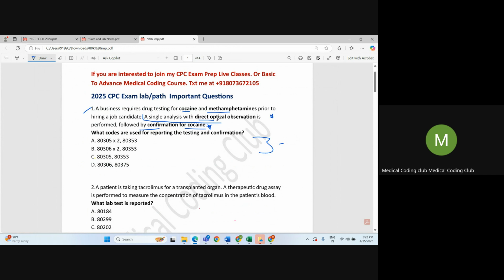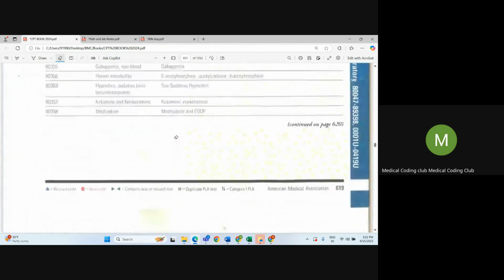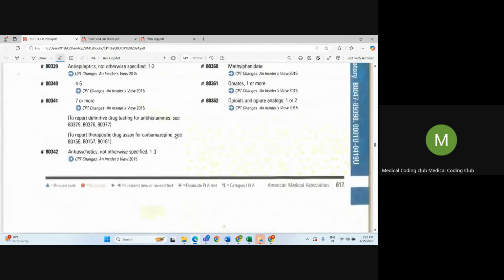The first one belongs to screening drug assay. The second one belongs to confirmatory or definitive drug assay. So you need to take 2 codes for this scenario. First we'll see the code for single analysis with direct optical observation. This single analysis comes under screening test, so 80305. We'll see the differences in the screening tests first.